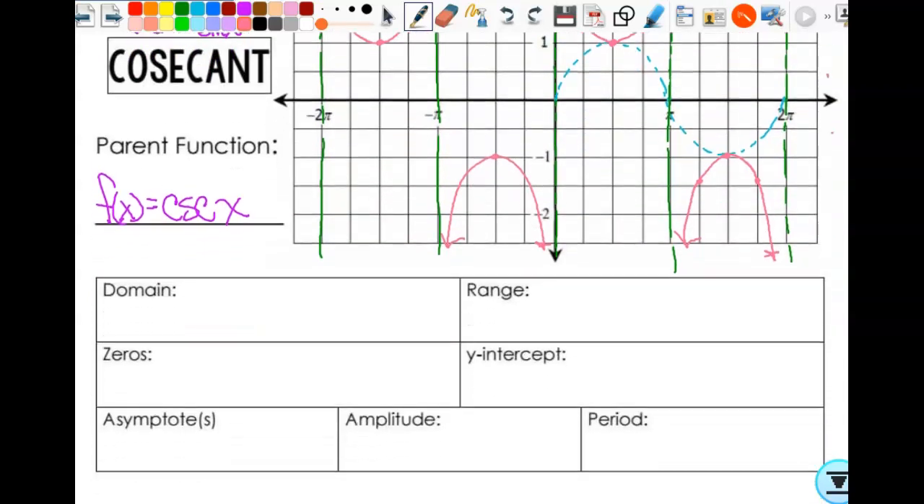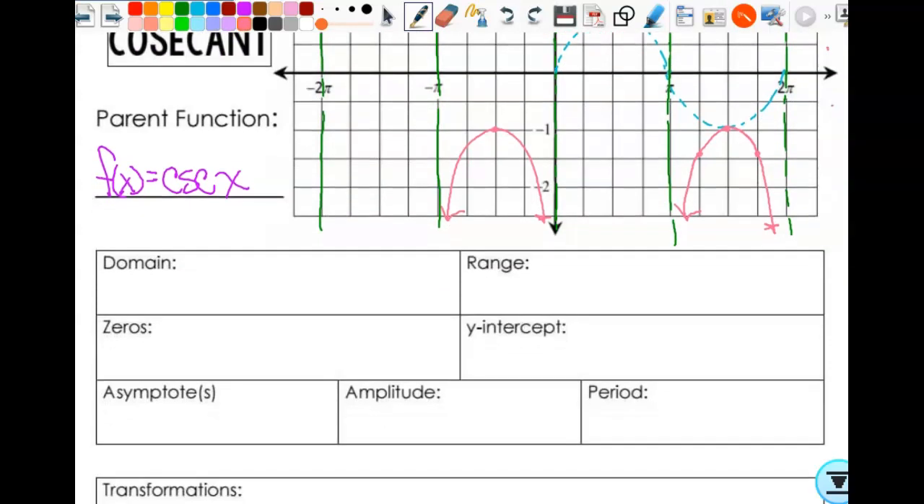Domain. Well, clearly not all real numbers because I have asymptotes. So it's going to look weird like it did for tangent. So my domain is the set of all x's such that x cannot equal 0 or pi or 2 pi or 3 pi or 4 pi. So it can't equal n times pi, where n is an element of the integers. Do I have any zeros? No.